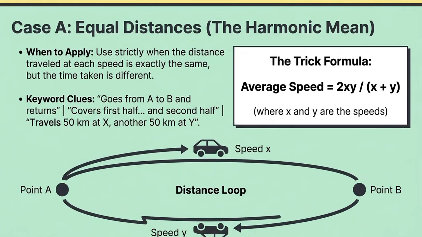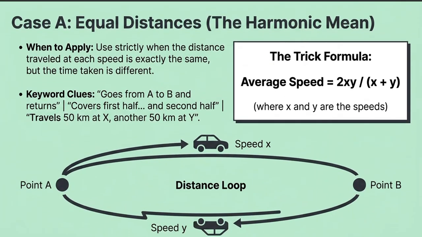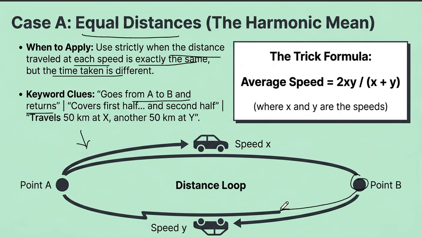The first case: whenever distances are given equal, how to find the average speed. You can apply this trick whenever the distance traveled at each speed is exactly the same, but the time taken is different. For example, the keyword is given like goes from A to B and returns from B to A. You can see the diagram here. A car travels from point A to point B and again returns B to A. In this case distance is the same. Or otherwise, a phrase like covers the first half distance at speed x and the second half at speed y. Like that, travels 50 kilometer at x speed and another 50 kilometer at y speed.